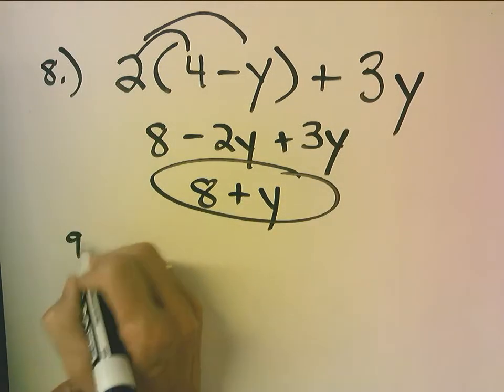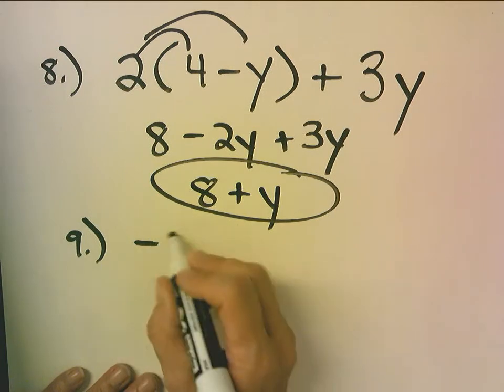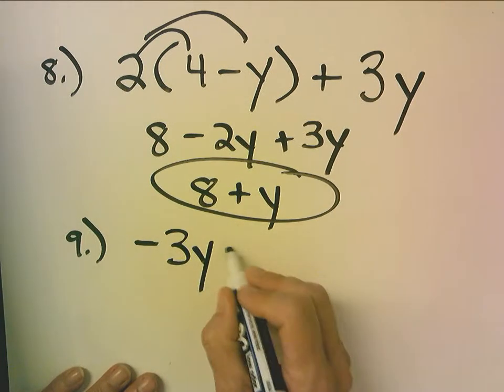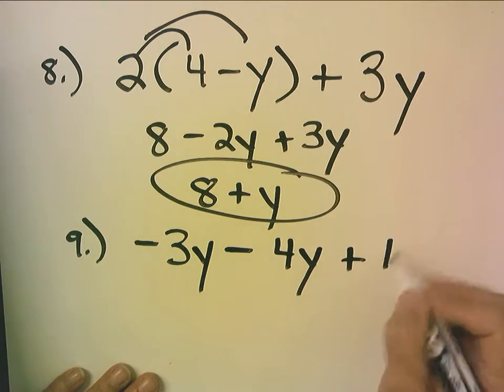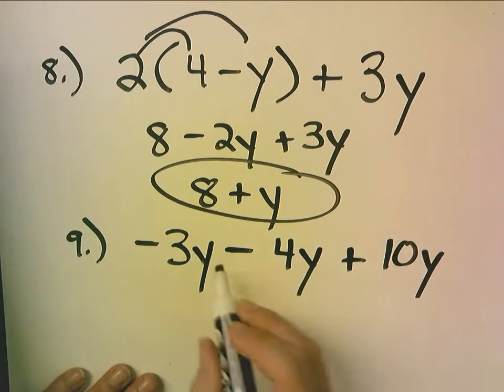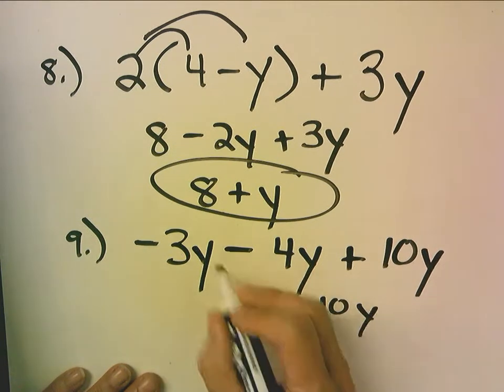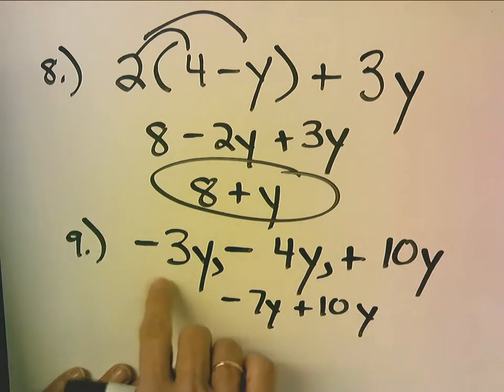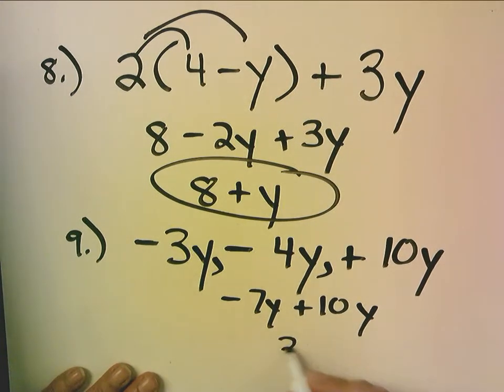Now number 9 says the product, multiply, -3 and y decreased by 4y is added to 10y. So this becomes -7y plus 10y, because I put my commas in. That's a -3y, -4y is -7y, plus 10y becomes a 3y.